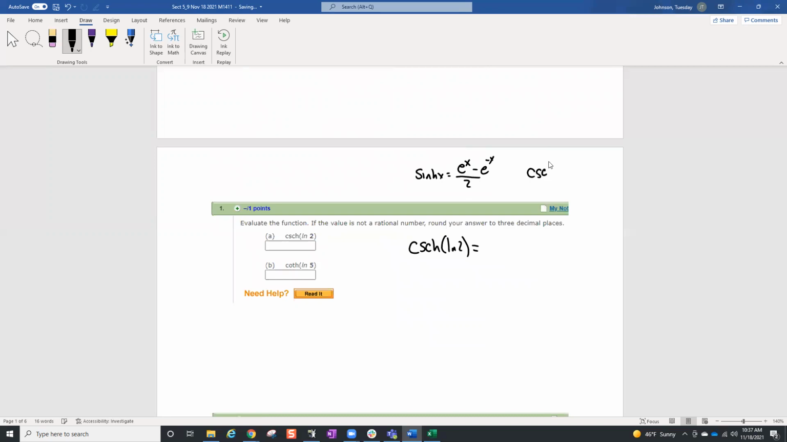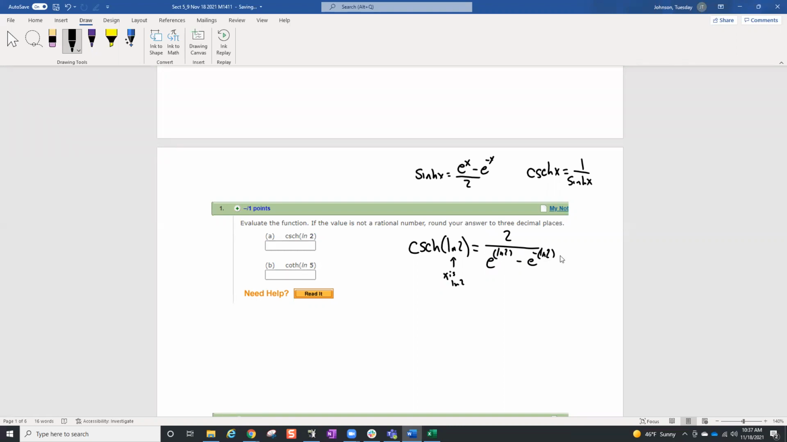And hyperbolic cosecant of x is 1 over sinh of x, which tells me, since it's the reciprocal, it's going to be 2 divided by e to the power minus e to the negative power. And our power in this case, x, is replaced by natural log of 2. So I'm going to put natural log of 2 here.